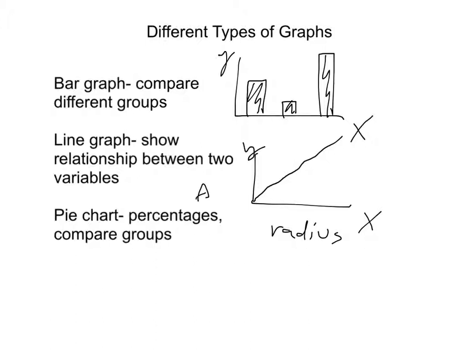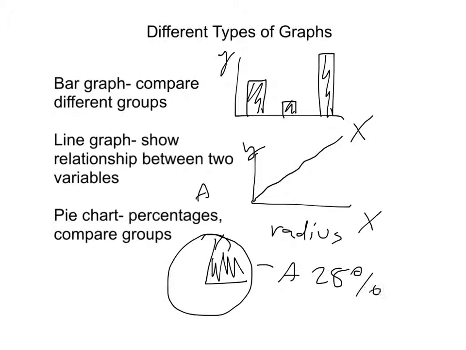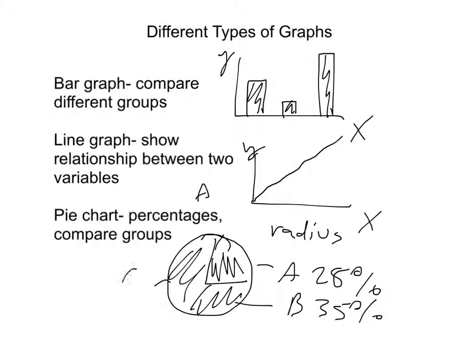And then also we have a pie chart. So we're going to do a pie chart, and you just do different percentages for groups. So let's say this is group A, and it's 25%. Group B is 35%. Then we have a third group, C, is 40%.